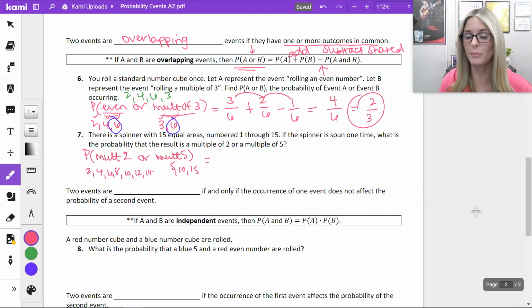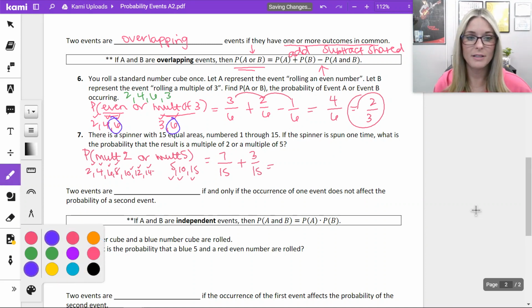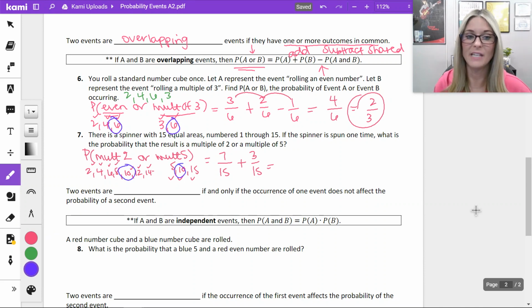Okay, so let's find our probabilities of each. The probability of spinning a multiple of 2, there were 1, 2, 3, 4, 5, 6, 7 possibilities out of the 15 sections. We are doing the probability of this or that, so I'm adding. There was the probability of spinning a multiple of 5, 3 out of 15. Any double dips? Any that we listed both times? 10. Yep. We didn't list 5 both times. We didn't list the 15 both times.